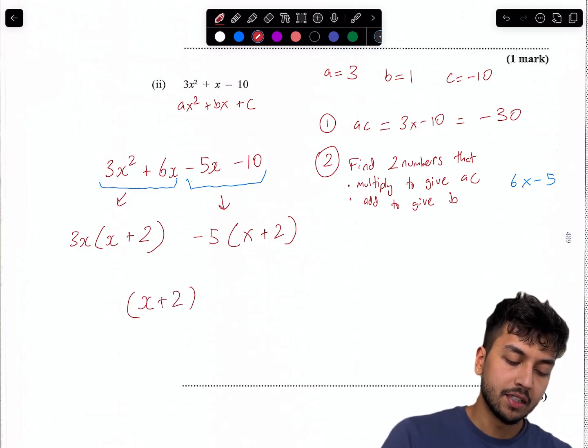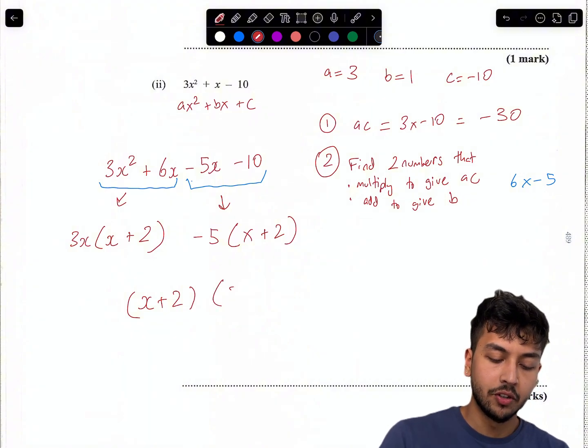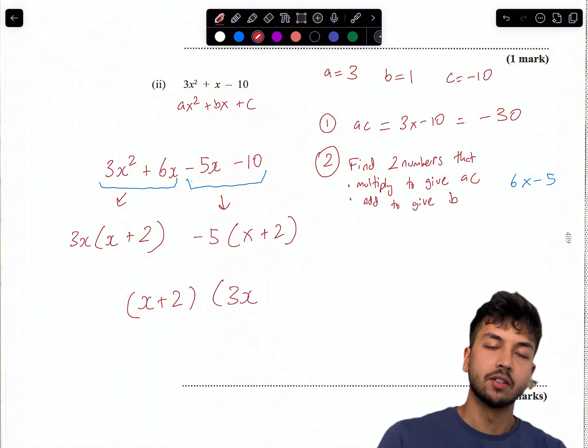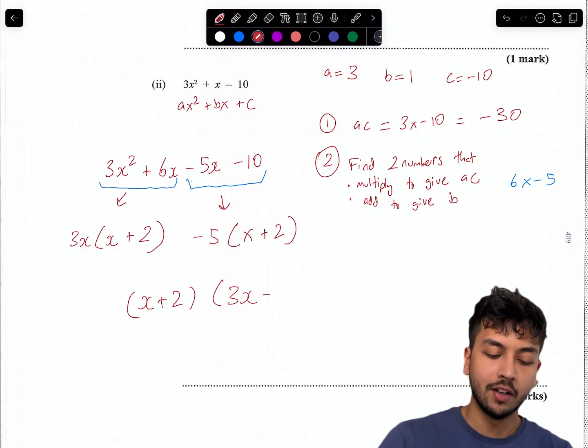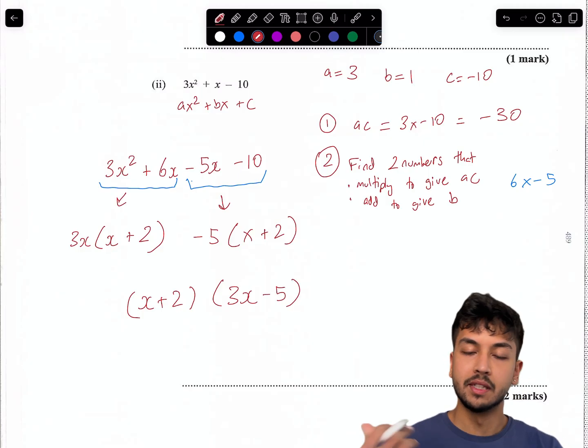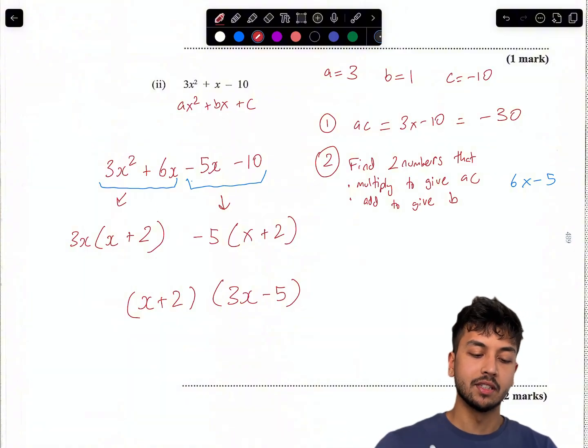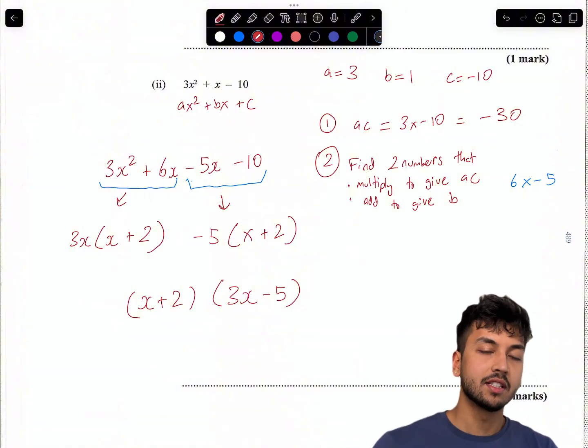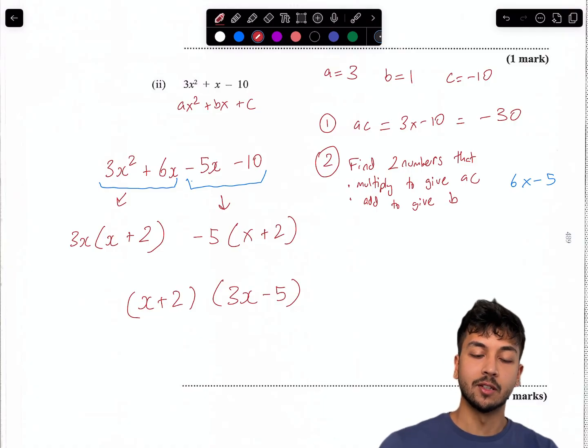And when you take it out of this first term, you'll be left with 3x. When you take it out of the second term, you'll be left with minus 5. And just to double check, you could always multiply it back out, and you'll see you end up back with the same thing. So these are the steps we typically follow when we're factorizing a quadratic.